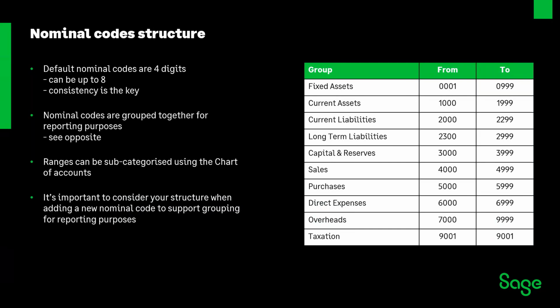So if you've got nominal 4,000, 4,001, 4,002, the way the chart of accounts works, it works on a low and a high nominal code range. So you couldn't get it to add up just nominal 4,000 and 4,002 if there's one in the middle. Again, that's something that we'll explore in a lot more detail in the chart of accounts session.